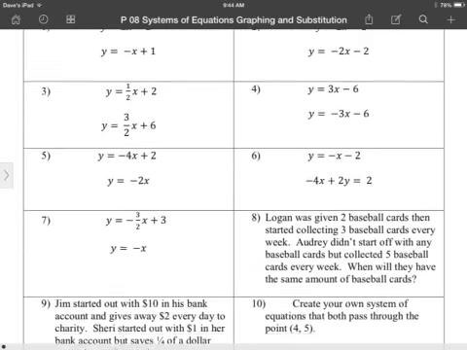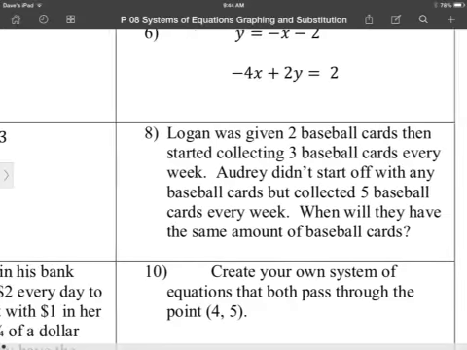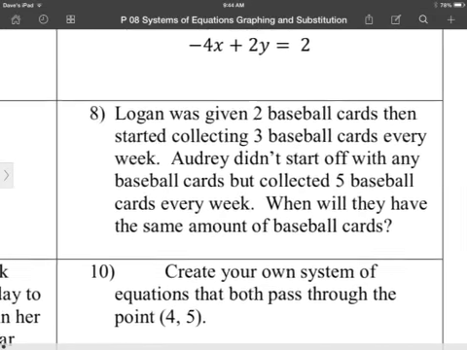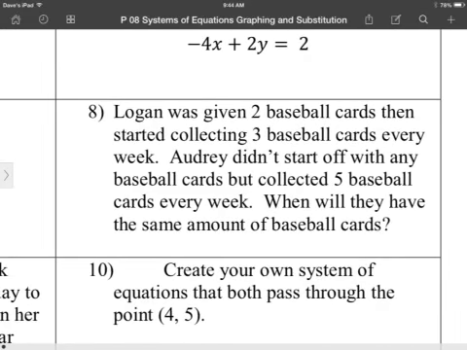Okay, so here we are. I'm going to work out number 8. This is part 2 where I'm having to work it out using substitution.